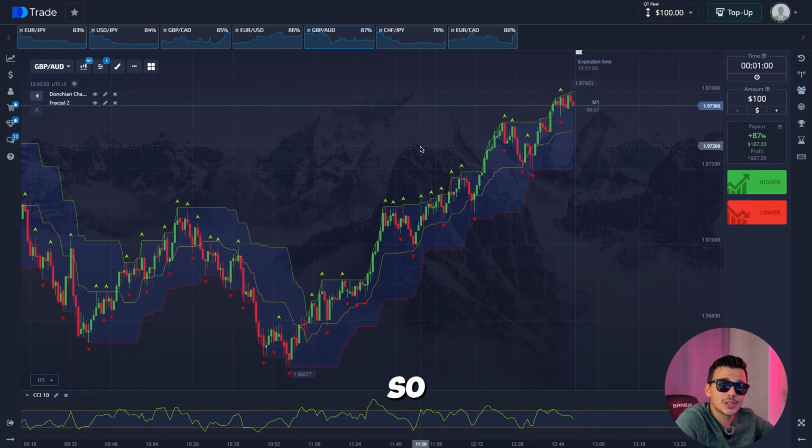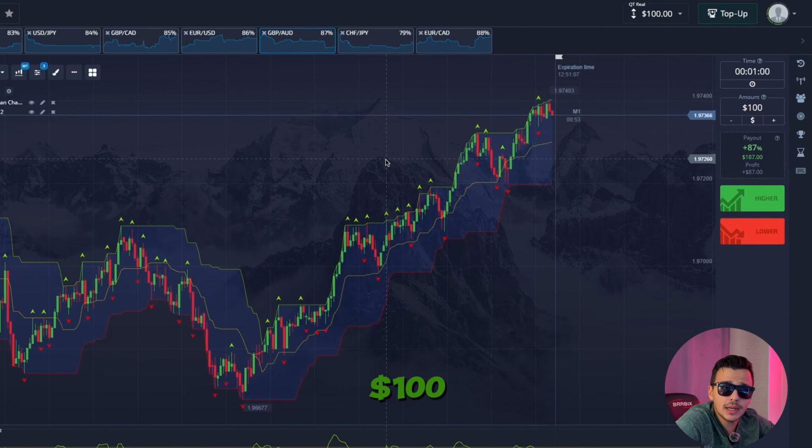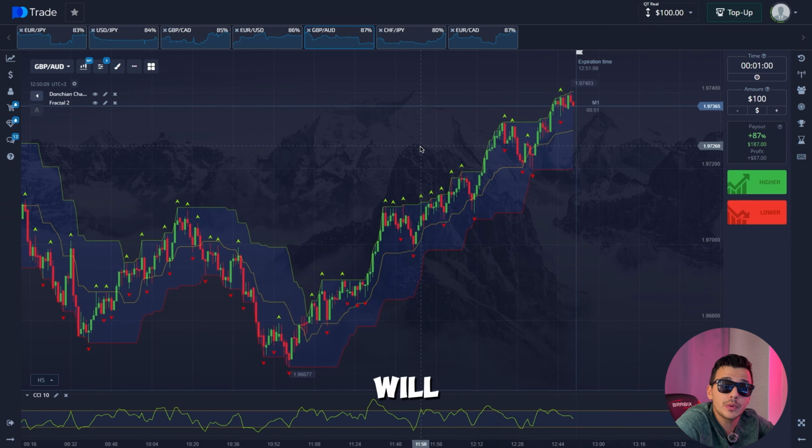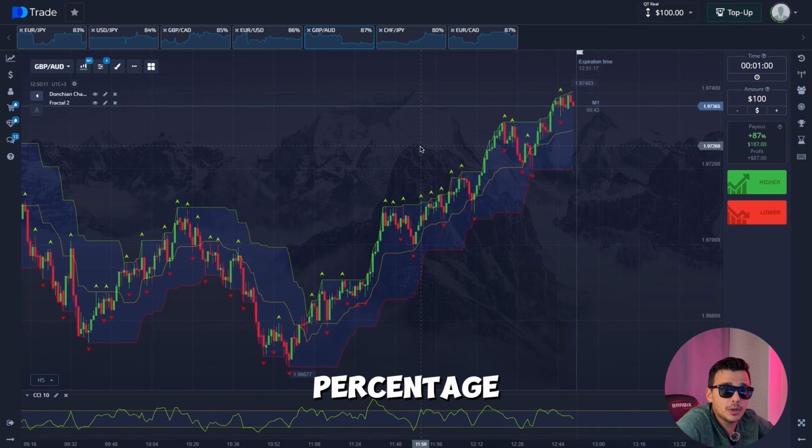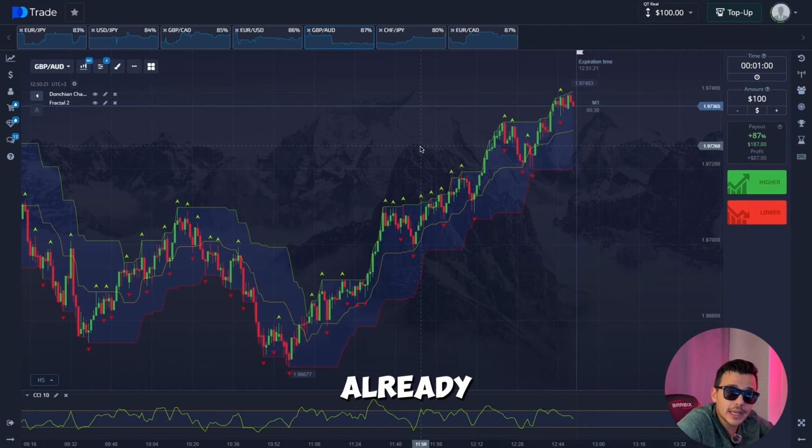Hello guys, so we are on the broker. On the balance we have $100, and from this amount we will accelerate our deposit today. Trades will be opened as usual on a minute time frame, and I have already picked up all the currency pairs with the best percentage of payments and volatility of movement, as usual.